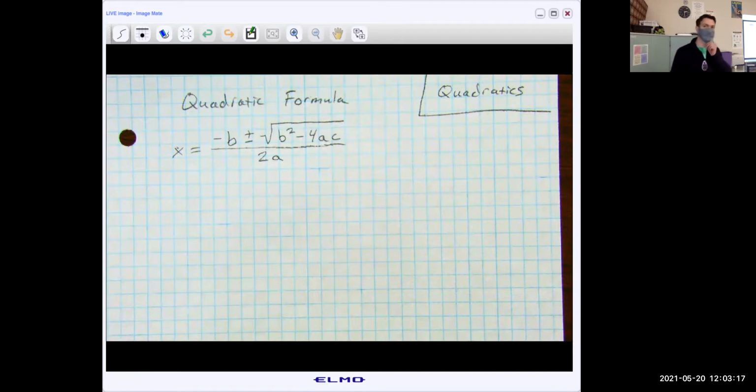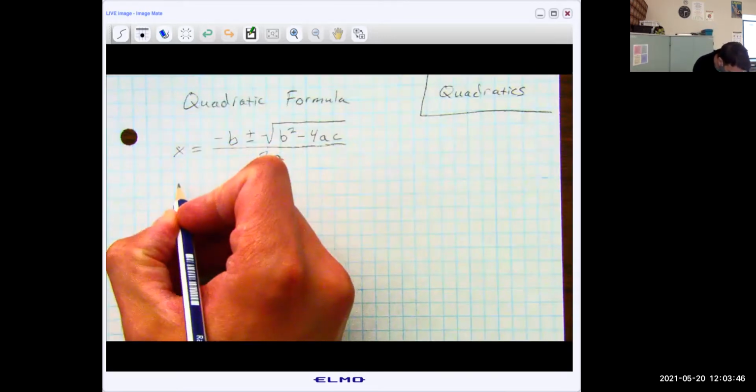So to find the x-intercepts, we need to know a, we need to know b, we need to know c in our equations. And if you plug them into the formula, it can tell you where this parabola is going to cross the x-axis. Any questions so far? Any wonderings? Okay, so let's look at our example then.